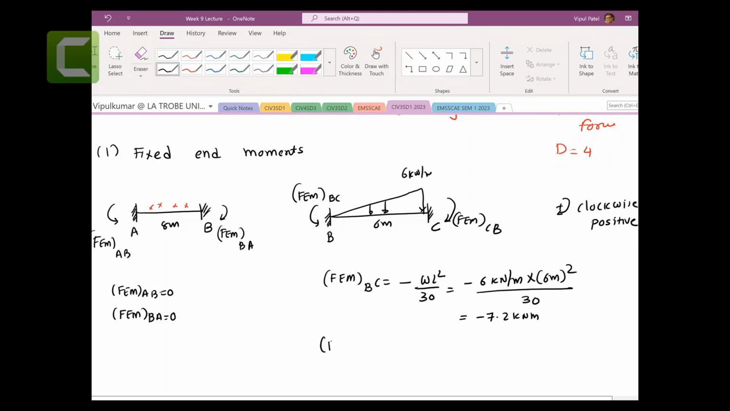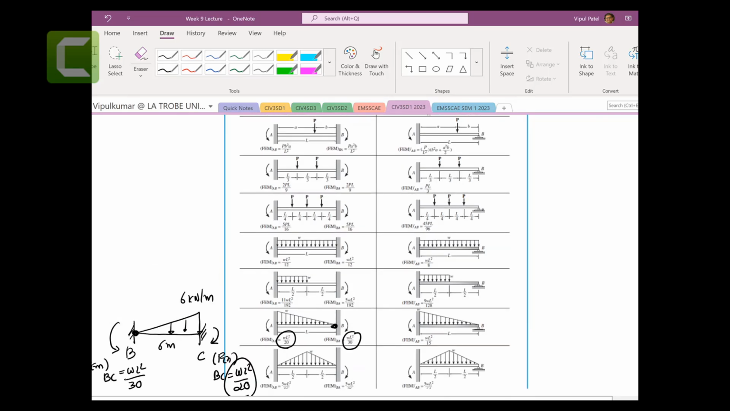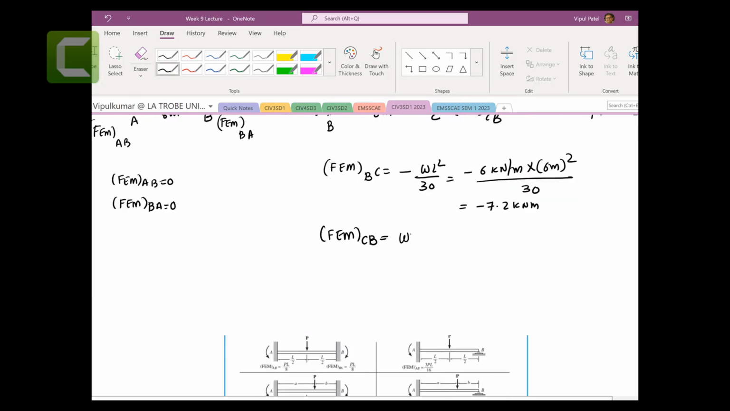I hope it is understood. Fixed end moment of CB, and that is a clockwise moment, so positive, and CB has an equation of WL square on 20. 6 kilonewton per meter times 6 meters square over 20, you get 10.8 kilonewton meters. So step number 1, fixed end moment.